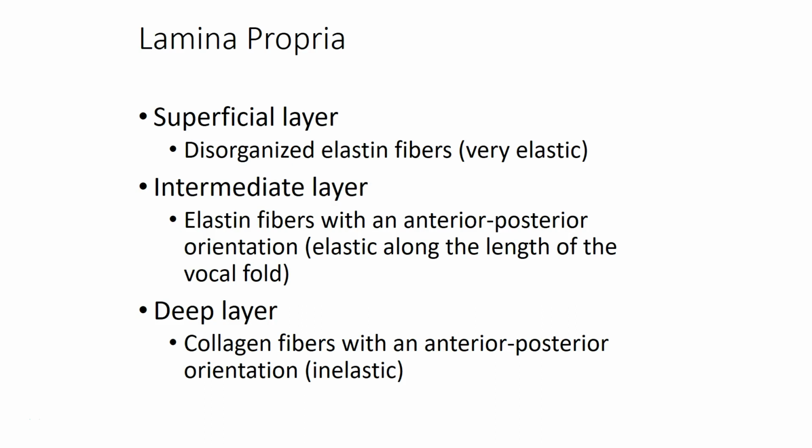The lamina propria has 3 different layers of dense connective tissue in it. Those 3 layers have slightly different composition. The superficial layer consists of relatively disorganized elastin fibers and so is very elastic. The intermediate layer has elastin fibers, but they are all organized in an anterior-posterior way, so they're elastic along the length of the vocal fold. And then the deep layer of lamina propria has collagen in it that's anterior-posterior oriented, but is relatively inelastic.